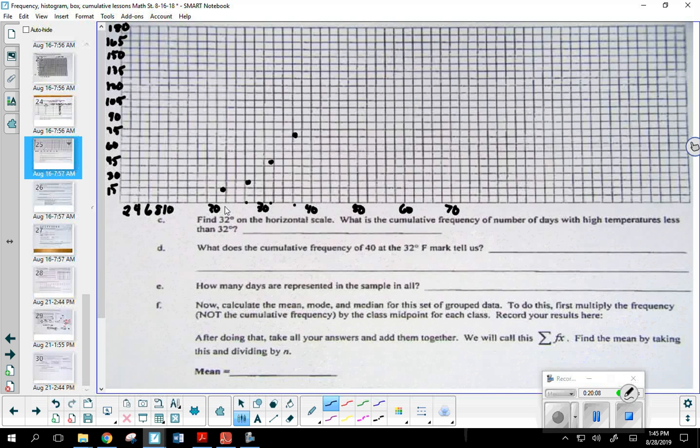41.5, 98. That would be just above that line right there, maybe right about there. Okay. 46.5, 132.